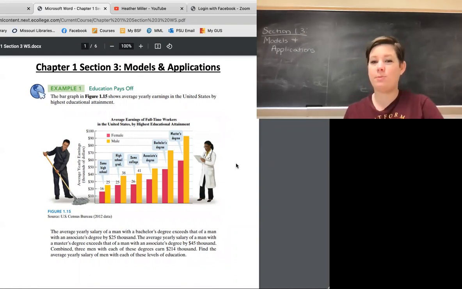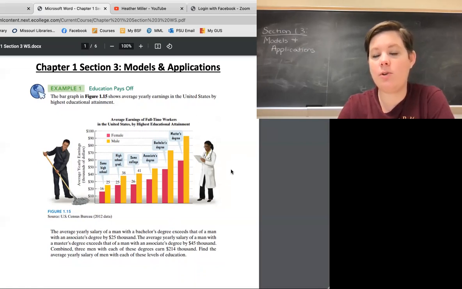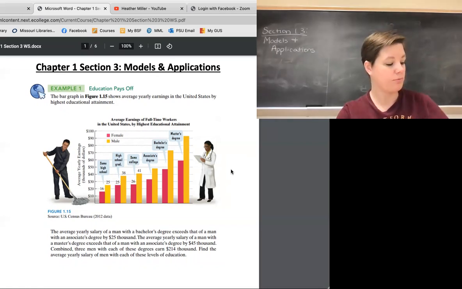So I'm going to reference both, and I'll leave it screen shared the entire time so that you can see what the problem is and the information that they give you, and then I'll work the problem on the board so that you can see that. If you print out the worksheet, you can obviously just do the work right on the worksheet. I tried to make it as nice as possible.